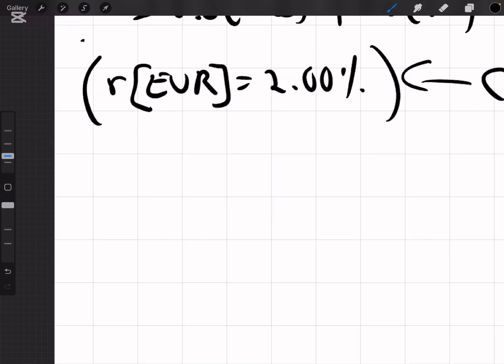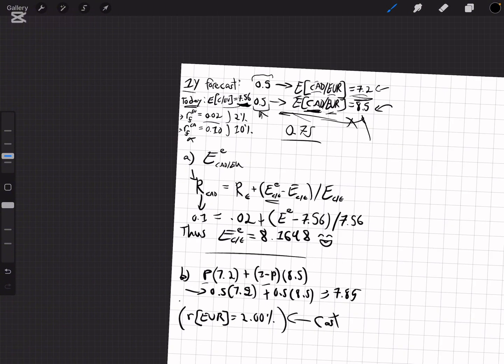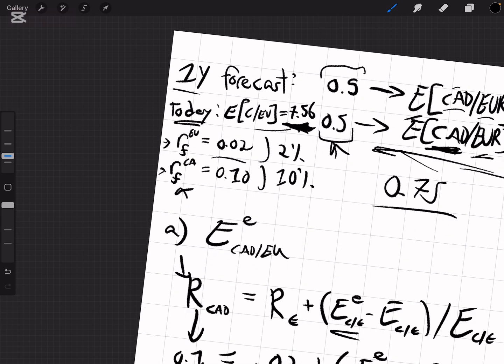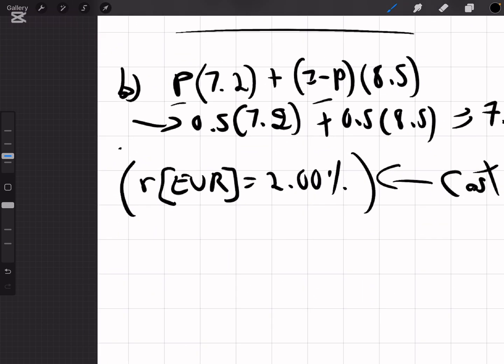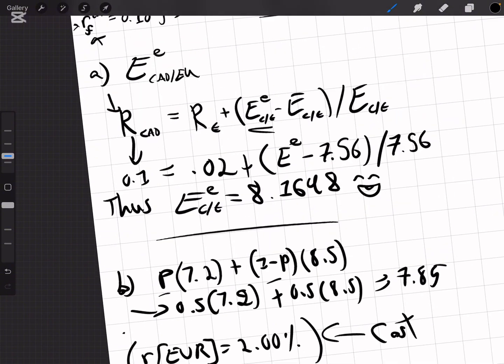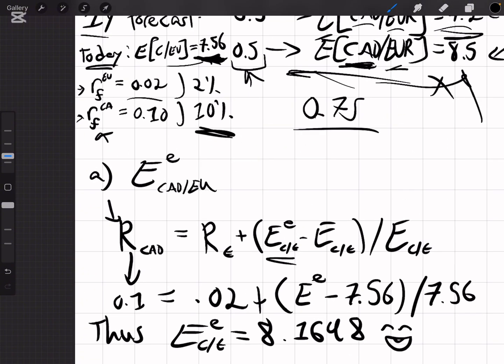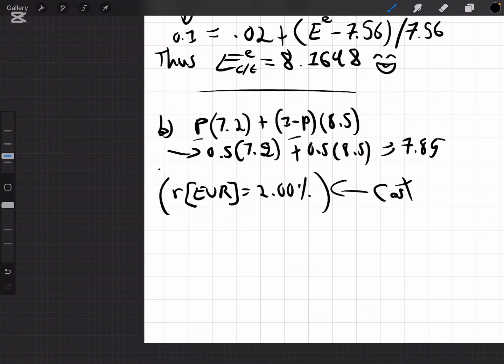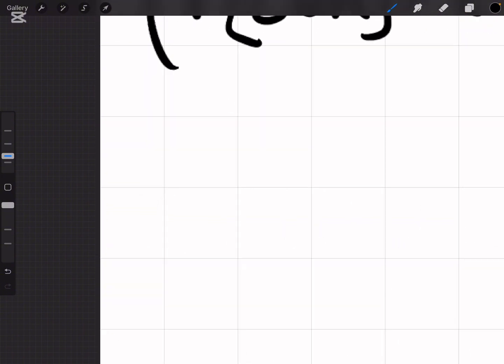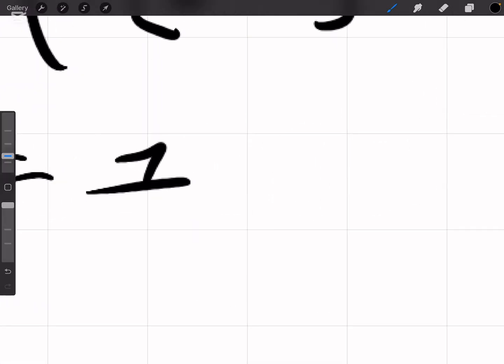You convert euros to CAD at a rate of 7.56 CAD per euro because that's today's rate. And then you invest in CAD for 1 year at the 10%. Where is that? Right over here, okay? And then you convert back to euro at the expected rate of 7.85 CAD per euro. So let me show you how this works. Are you following along?